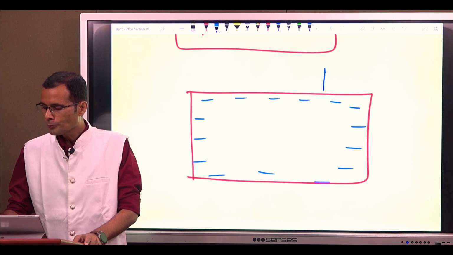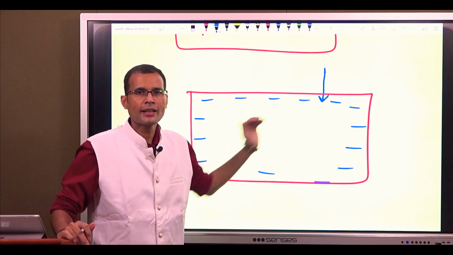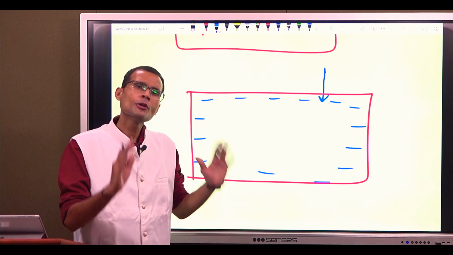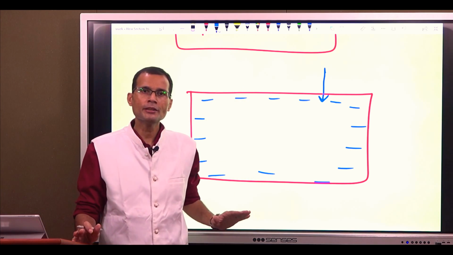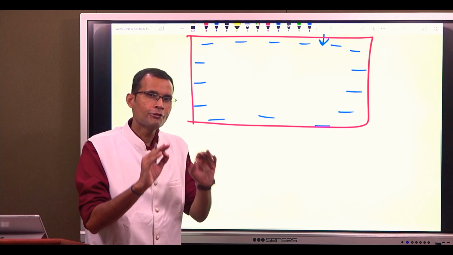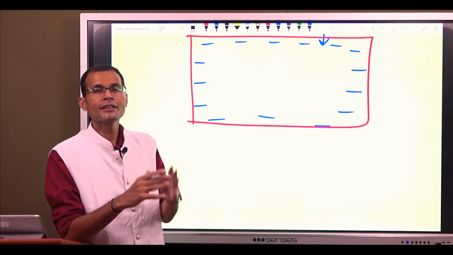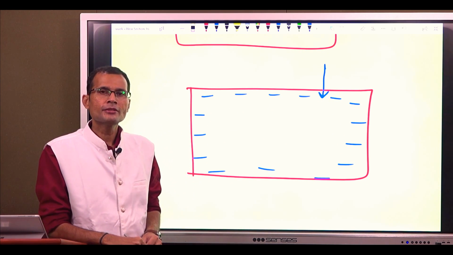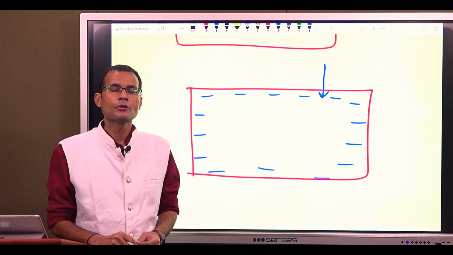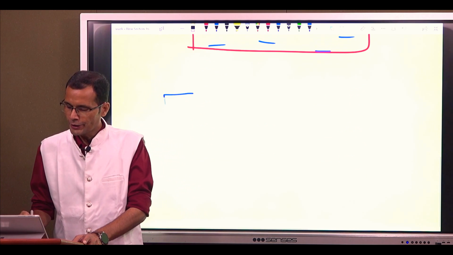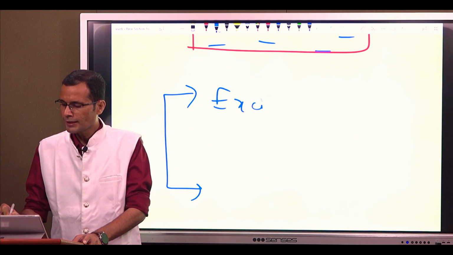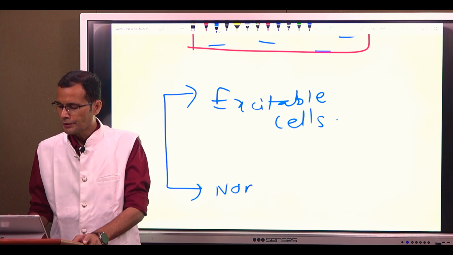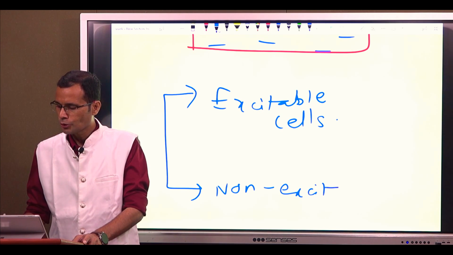Remember, an electrode placed just inside the membrane and the potentials are being recorded. So all these potentials, whatever we refer to, is the potential on the inside of the membrane. So that's a first real thing that needs to be understood, the membrane potential. Next point is, in this context, we can divide the cells into two categories. Some cells are called excitable cells and the others can be called non-excitable cells.